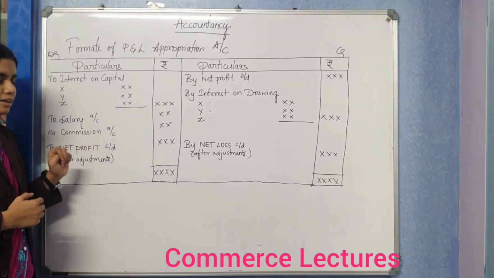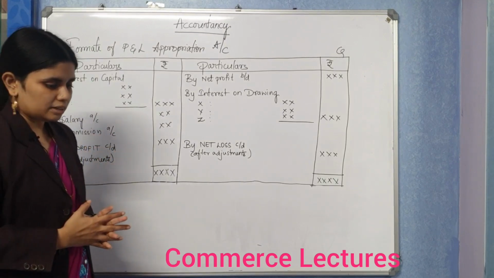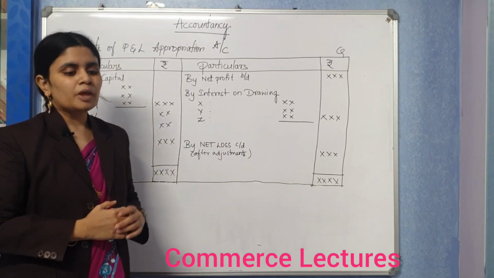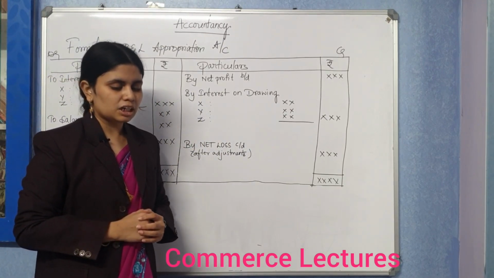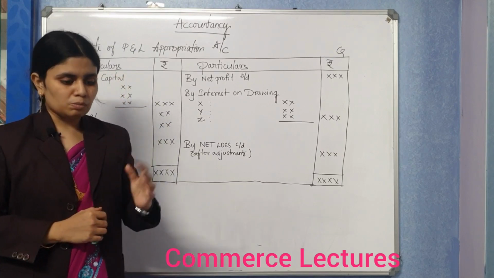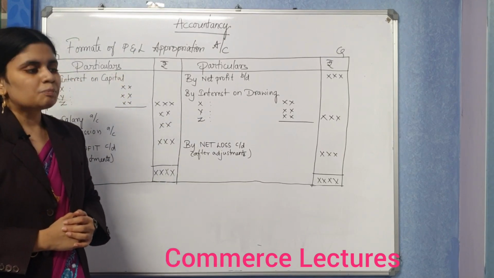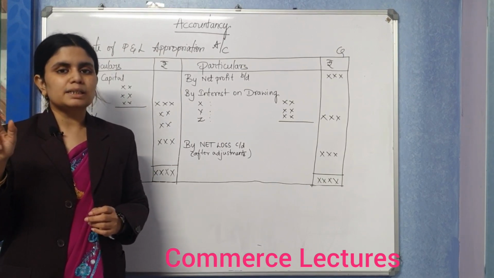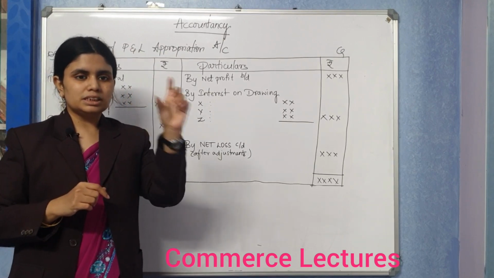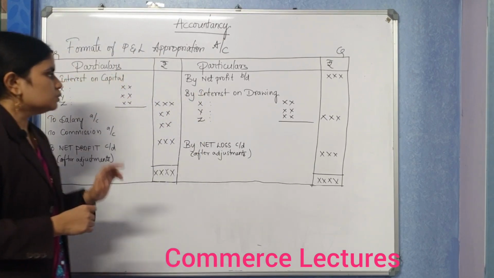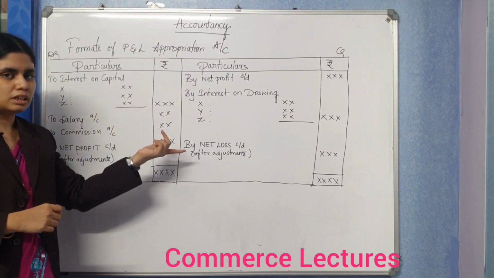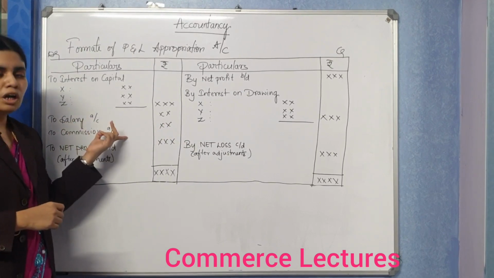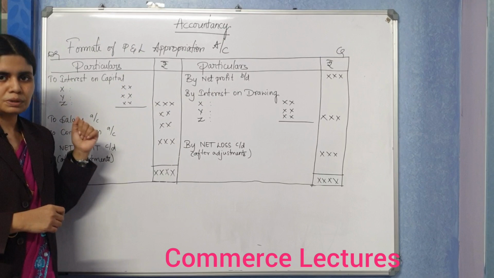Next is the salary account. Whatever salary or remuneration you are paying to the partner has to be entered in the second column. One thing has to be remembered: if the problem says 200 rupees per month, then 200 should be multiplied by 12, because in a year we have 12 months. So 200 into 12 months, and that amount should be entered in the outer column.